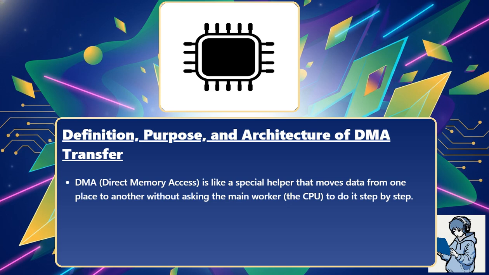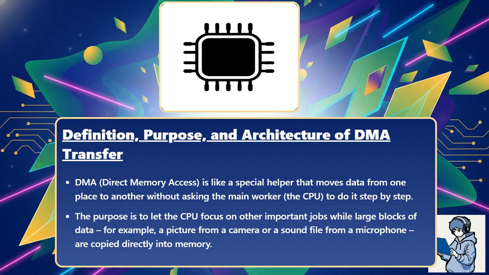DMA, direct memory access, is like a special helper that moves data from one place to another without asking the main worker, the CPU, to do it step by step. The purpose is to let the CPU focus on other important jobs, while large blocks of data, for example a picture from a camera or a sound file from a microphone, are copied directly into memory.